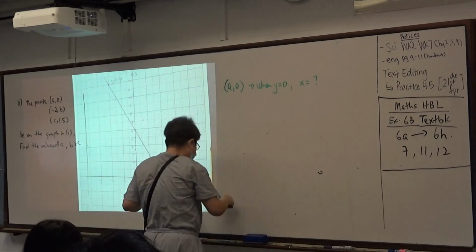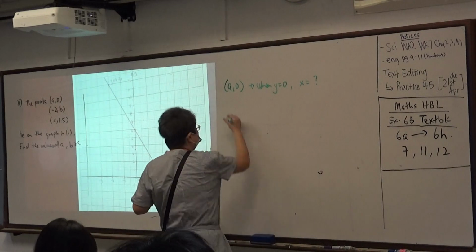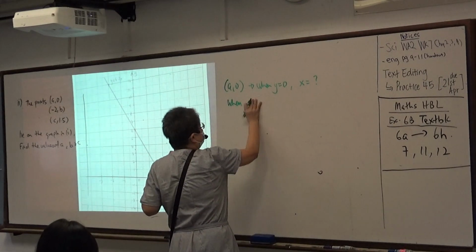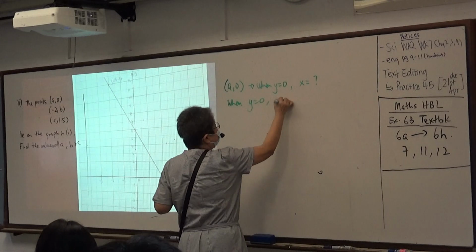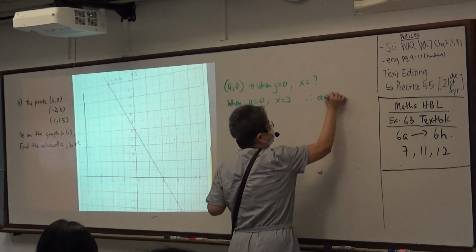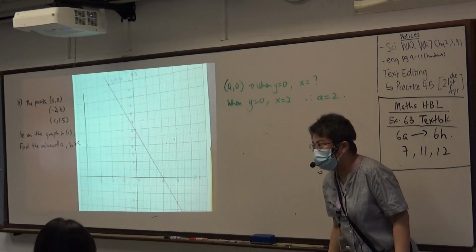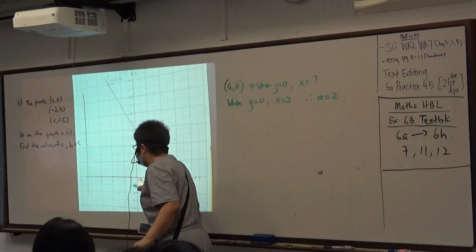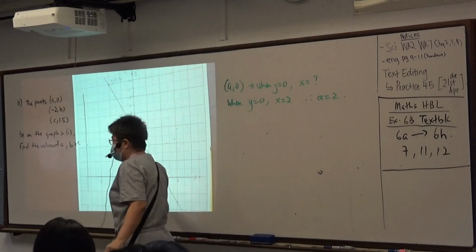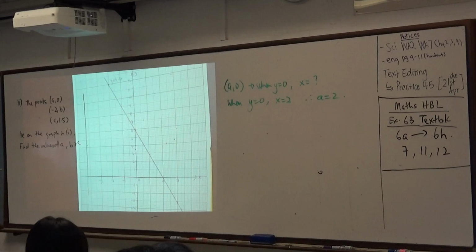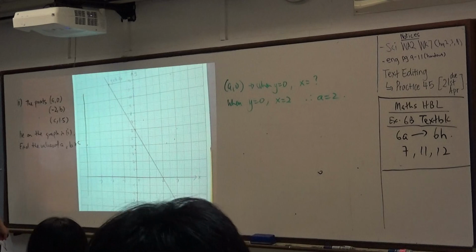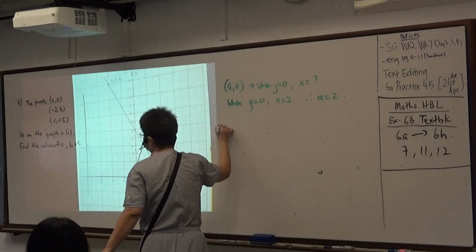So, you will write down first part: when Y is 0, X is 2. Therefore, A is 2. Correct? Yes or no? Because when Y is 0 is here, it's 2. Eating is not allowed in this class right now. Okay? Now, then you look at the second part.